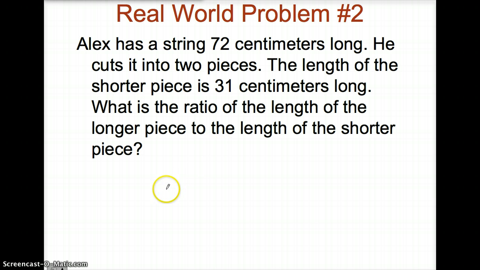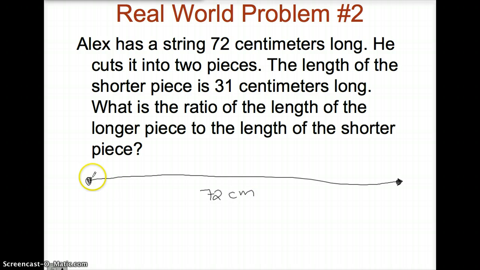Here's the second one. Alex has a string 72 centimeters long. He cuts it into 2 pieces. The length of the shorter piece is 31 centimeters long. What is the ratio of the length of the longer piece to the length of the shorter piece? Well, we know the entire string was 72 centimeters long. So I'm going to label it 72 centimeters, and make sure you take notes and write this down in your notebook.